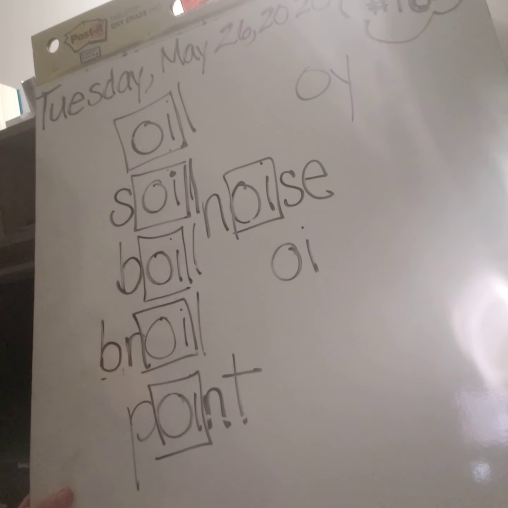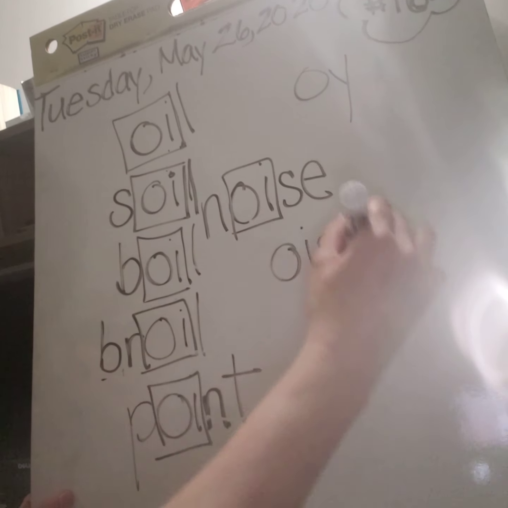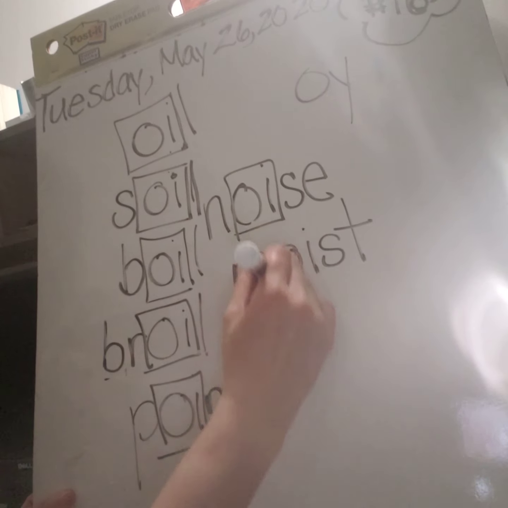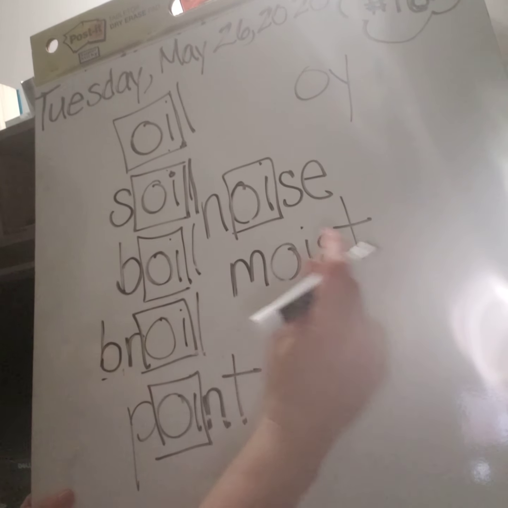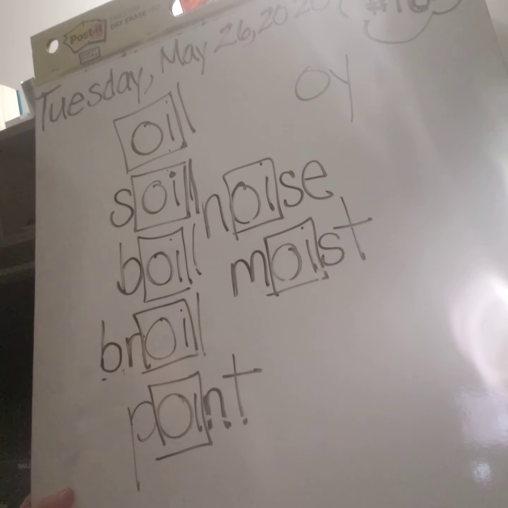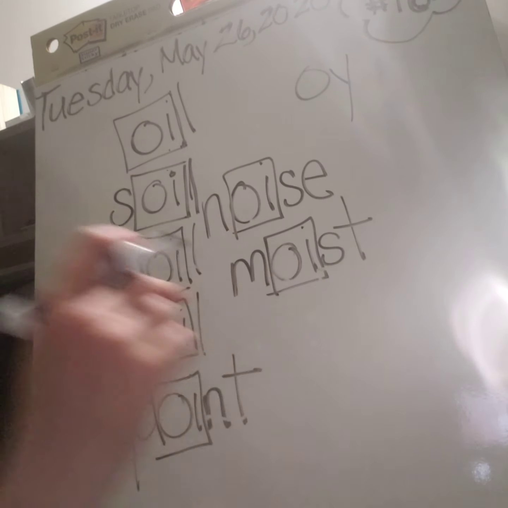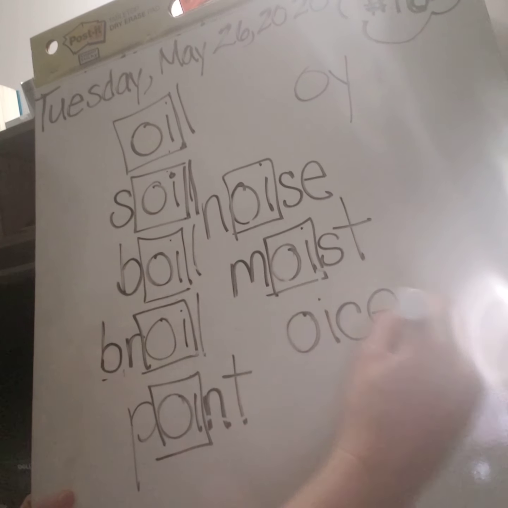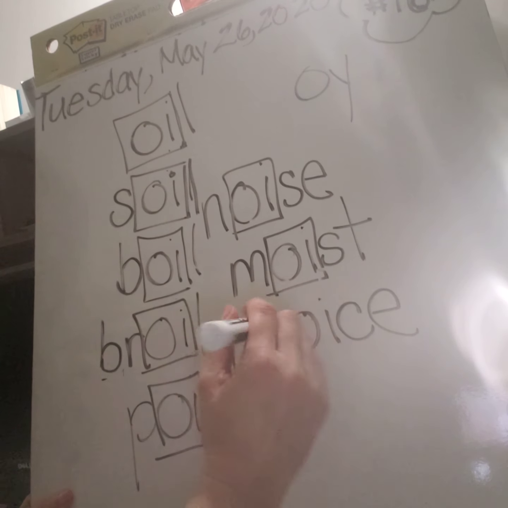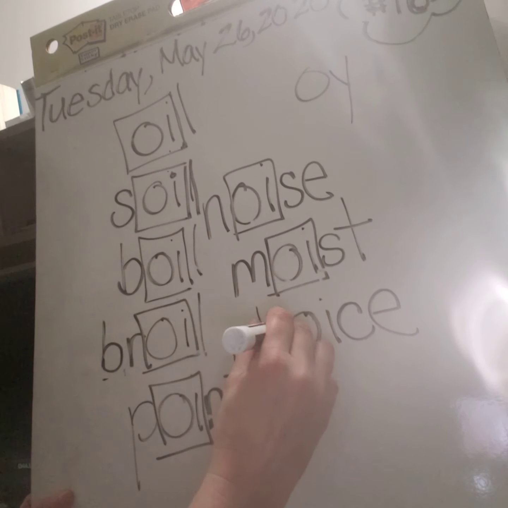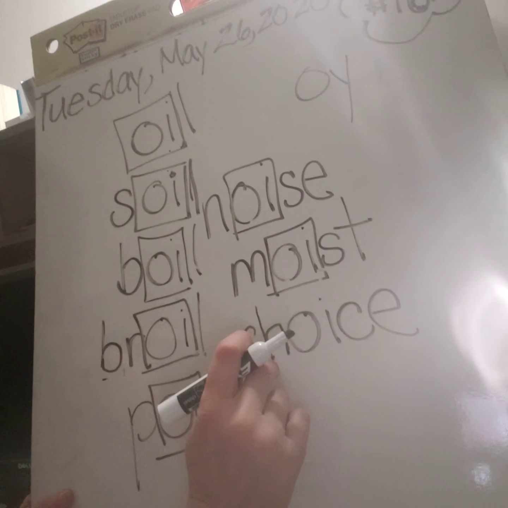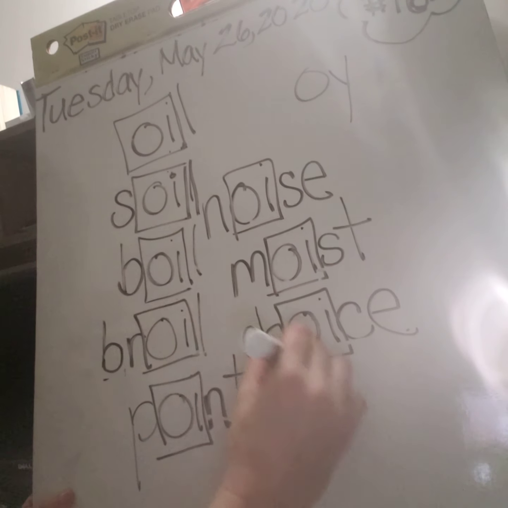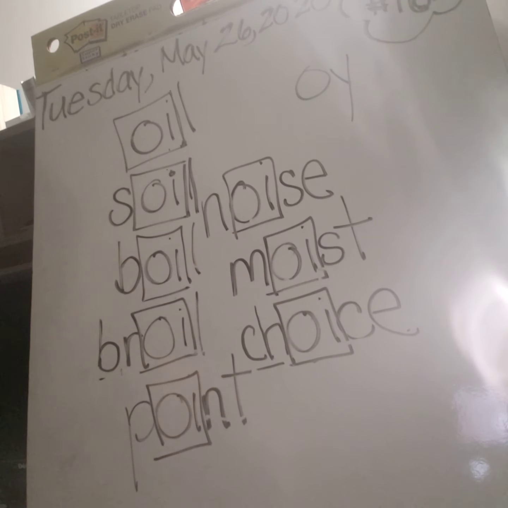And then I have, again, my oi. But this time I'm adding ST to the end. Oist. If I put M in front of it, it becomes moist, moist. And if something is moist, it's kind of wet, okay? Now our last O-I word is oi, and then it has C-E, and this says ois. Then I'm going to put my C-H digraph, and we know CH digraph says ch. So this is ch, ois, choice. Okay, choice. So these are all of our OI words.